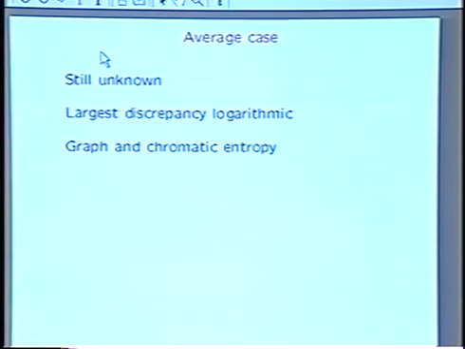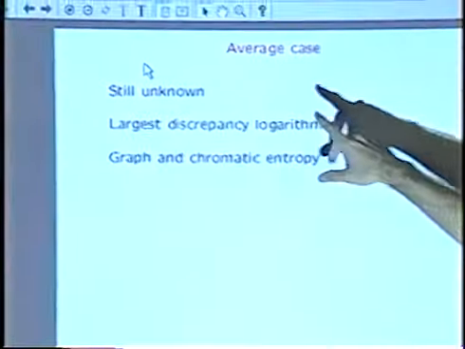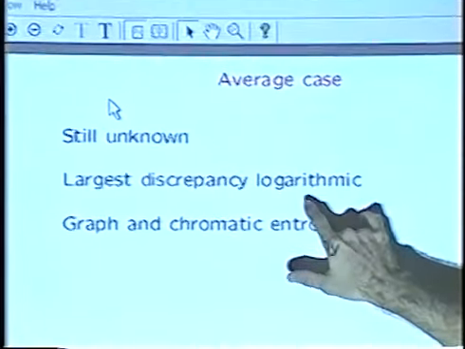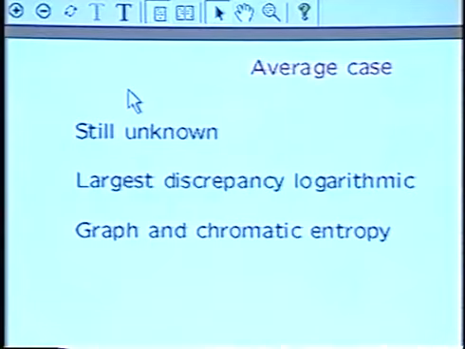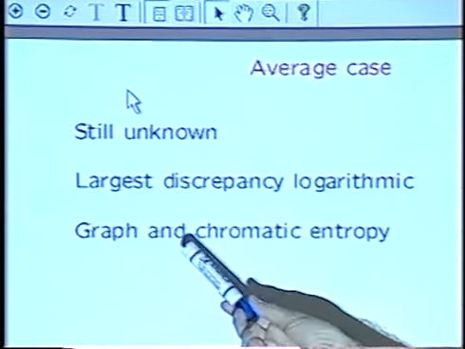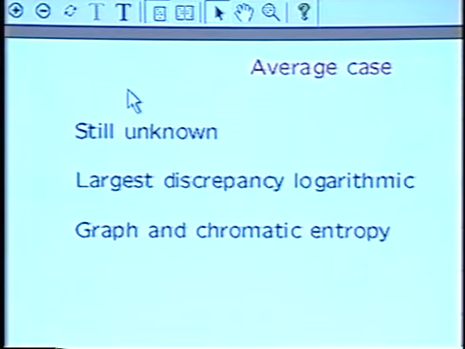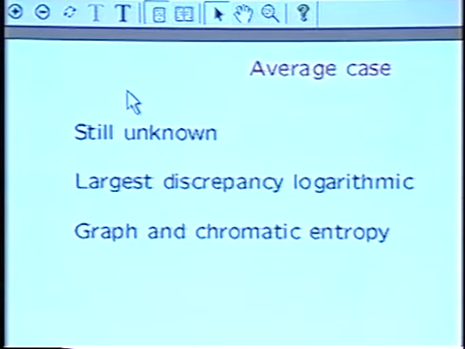And this result applies to the worst case. For the average case, it's still unknown what's the largest discrepancy that you can get. I can show that you can get a logarithmic discrepancy, but I don't know if you can get an arbitrary discrepancy. I suspect not. And it's related to graph entropy and chromatic entropy, and I think there's some interesting stuff going on there. But I still don't know the answer.